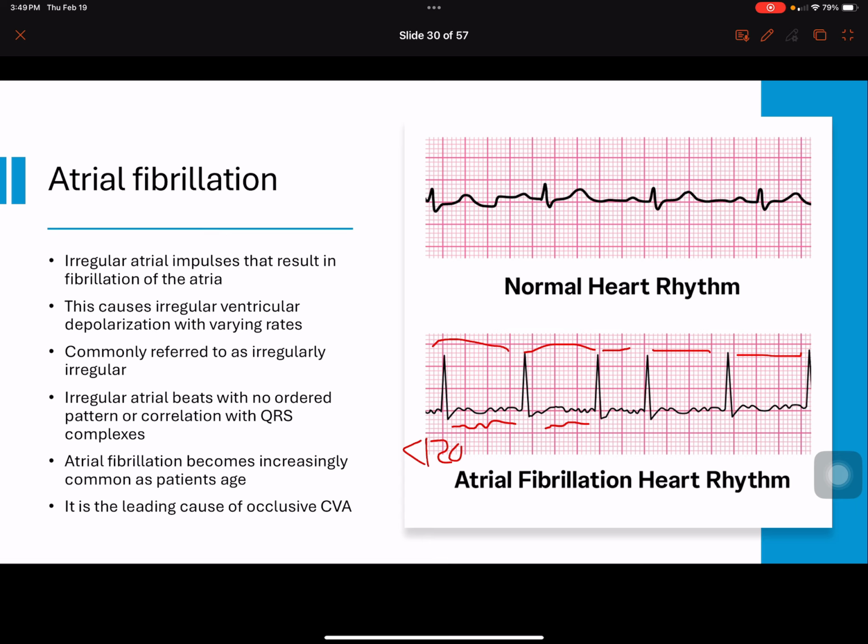That is atrial fibrillation. If we compare that up here, we have P wave, P wave, P wave. We have a narrow QRS, narrow QRS. We have a normal R to R interval. That is a sinus rhythm. Down here, narrow, no P waves, irregular R to R interval. This is atrial fibrillation, okay?